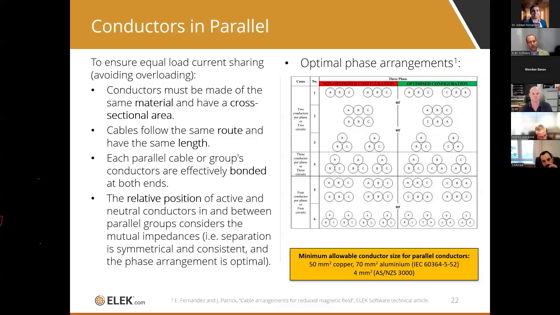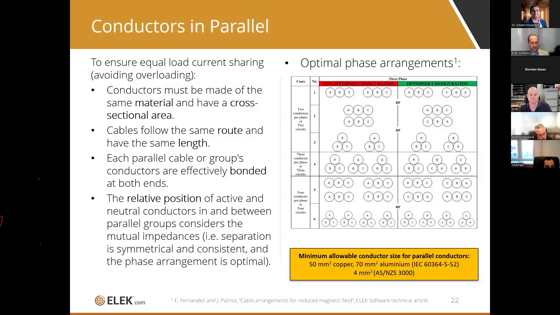You can see on the right-hand side we've got some multi-phase or multi-conductor configurations showing the non-optimized phase configurations and the equivalent optimized phase configuration, which ensures equal load current sharing between multiple parallel circuits. You should use this table, especially for your installation.